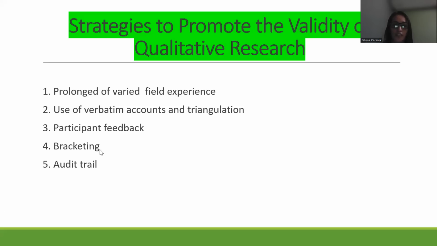Another one is participant feedback, the procedure for obtaining participant feedback. That is what we call member checking. Member checking is a method of ensuring validity by having participants review and comment on the accuracy of transcripts, interpretations or conclusions, while bracketing is a method of limiting the effects of researcher bias and setting them aside, and demonstrating awareness of potential suppositions of the researcher.